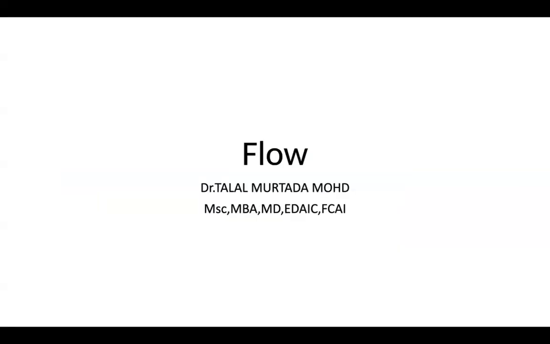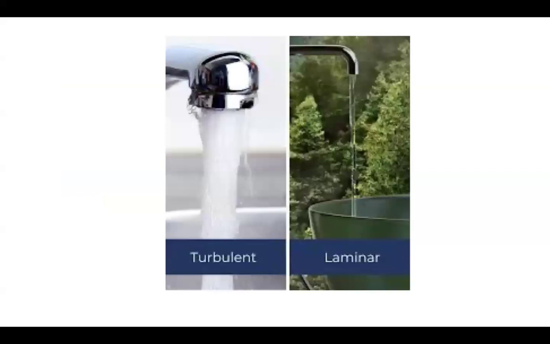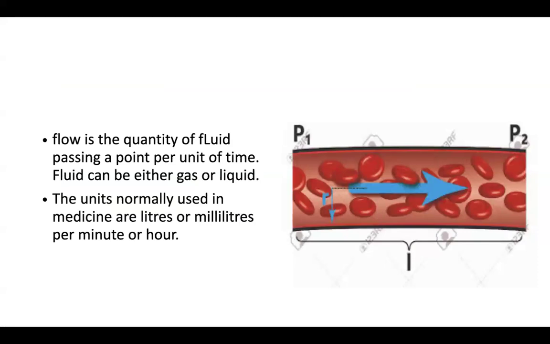Today we'll be talking about flow. Flow is the quantity of fluid passing a point per unit time. Fluid can either be a gas or a liquid. Different units exist to measure flow, but the units normally used in medicine are liters or milliliters per minute or hour. So it's either 10 milliliters per hour or 10 milliliters per minute, and so on.